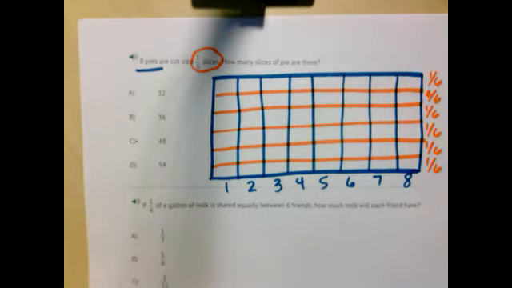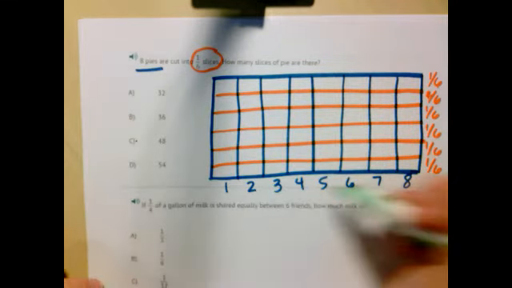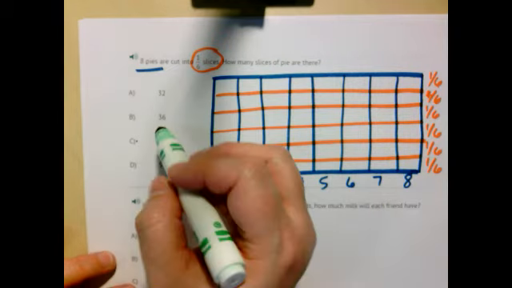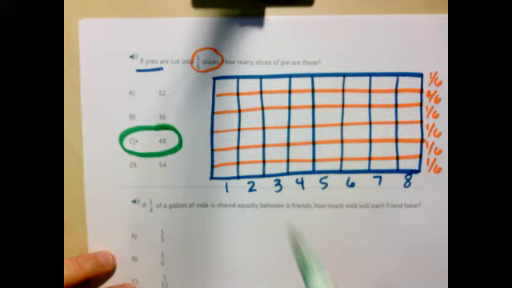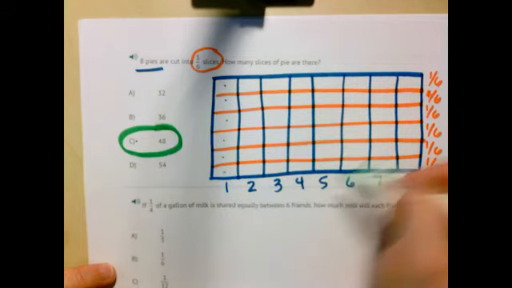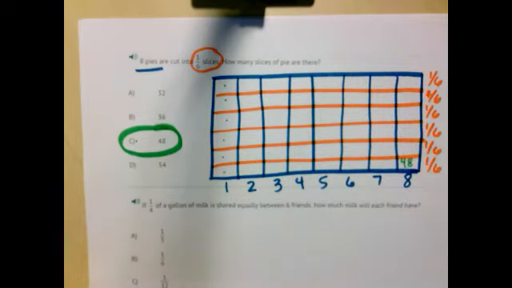So how many total pieces do I have now? I had 8 pies and I split each pie into 6 pieces. So if I start counting here, I'm going to find out that I have 48 pieces of pie. That's a whole lot of pie. So if I went and counted these, 1, 2, 3, 4, 5, 6, and I counted all the way, I would find out over here that there are 48 pieces.